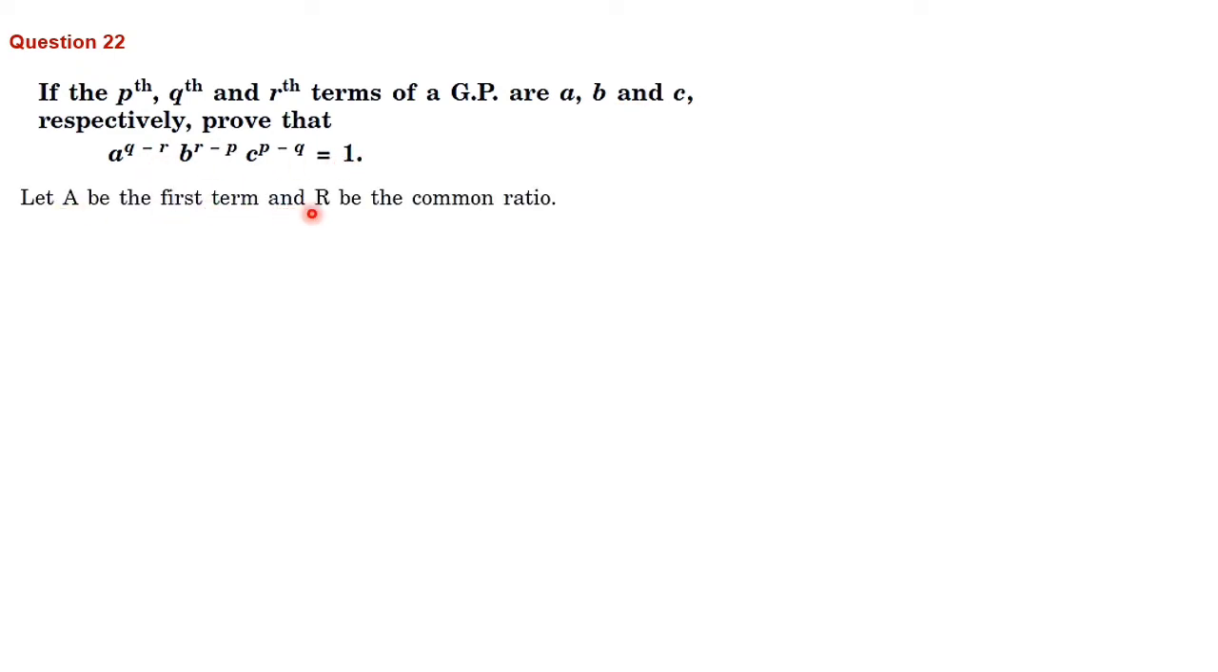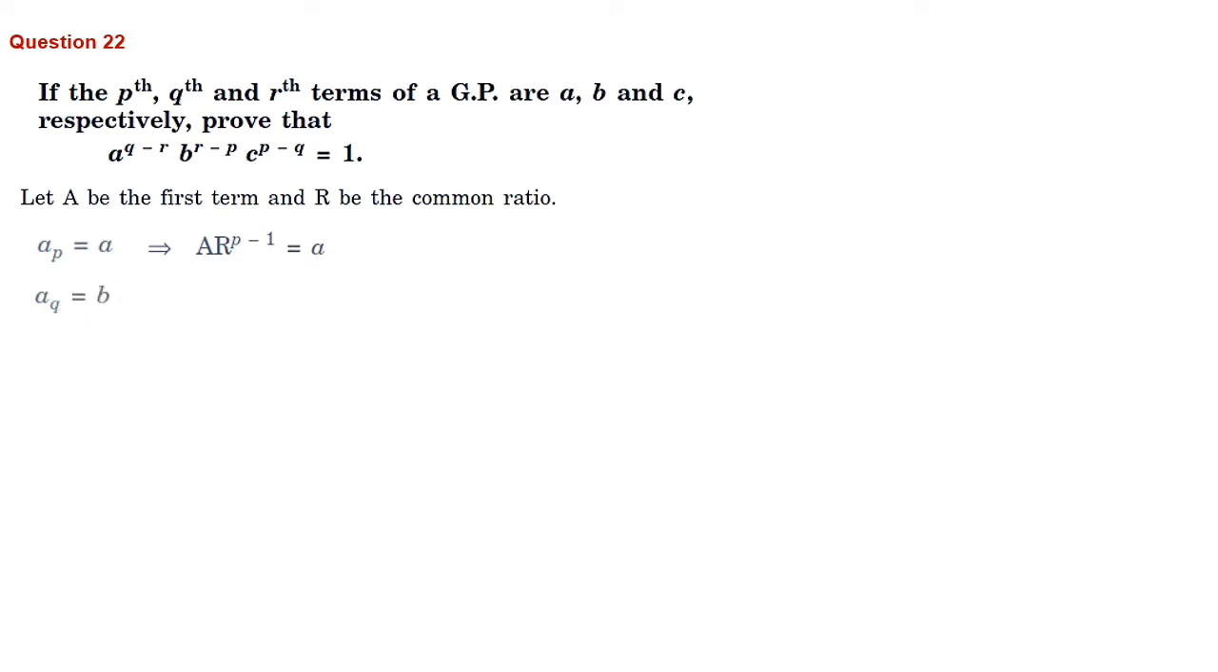Let A be the first term and R be the common ratio, because here a, b, c in small letters we have taken in the question itself. So it's better to take the capital letters, capital A and capital R. Then the pth term is a. If it is the nth term, we know that it is AR^(n-1). Here, the pth term is AR^(p-1). Here A and R we have to give bigger letters. That is our assumption, equal to a.